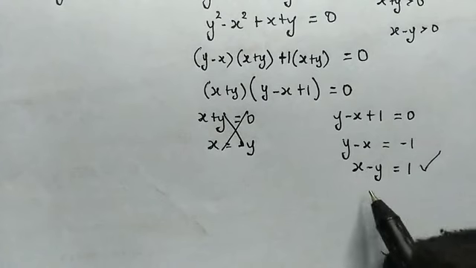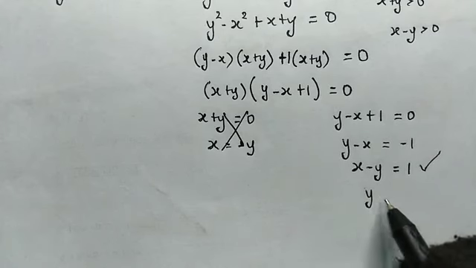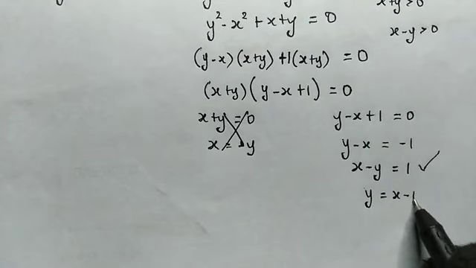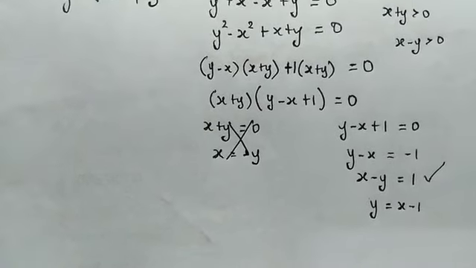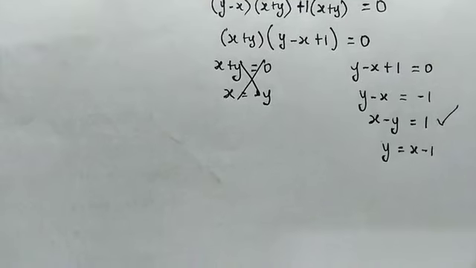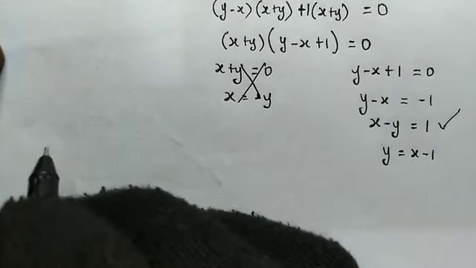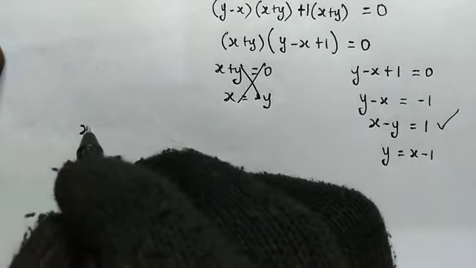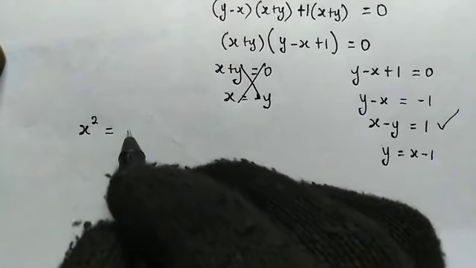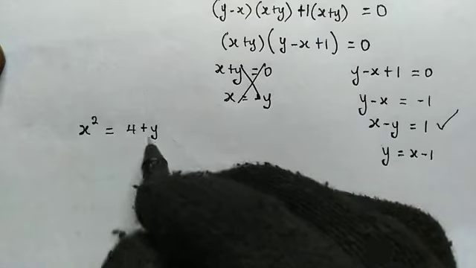Okay, so what do we do? Remember, from here we can actually solve for x or solve for y. Should we solve for y? Yes. So y will be equal to x minus 1. Okay, so now let us recall back that x squared equals 4 plus y.